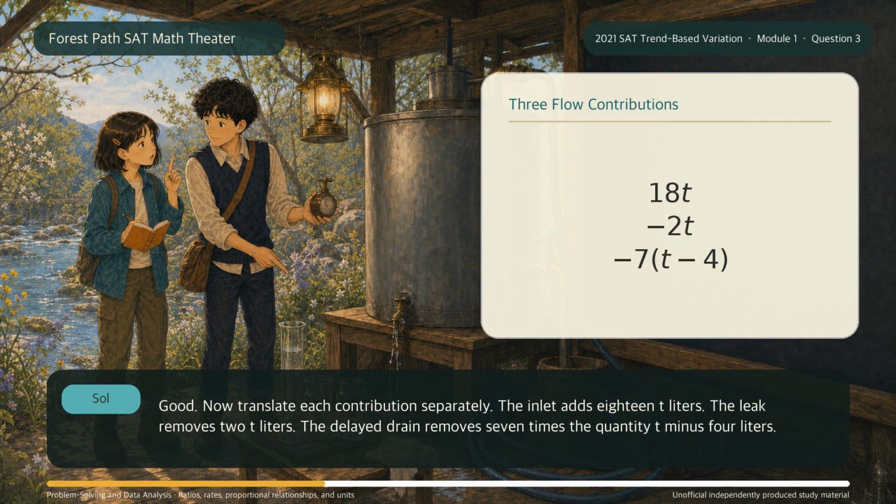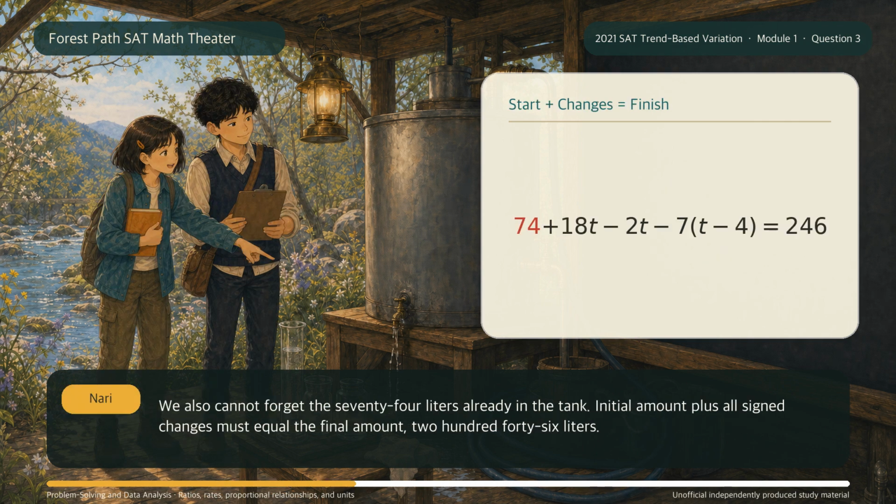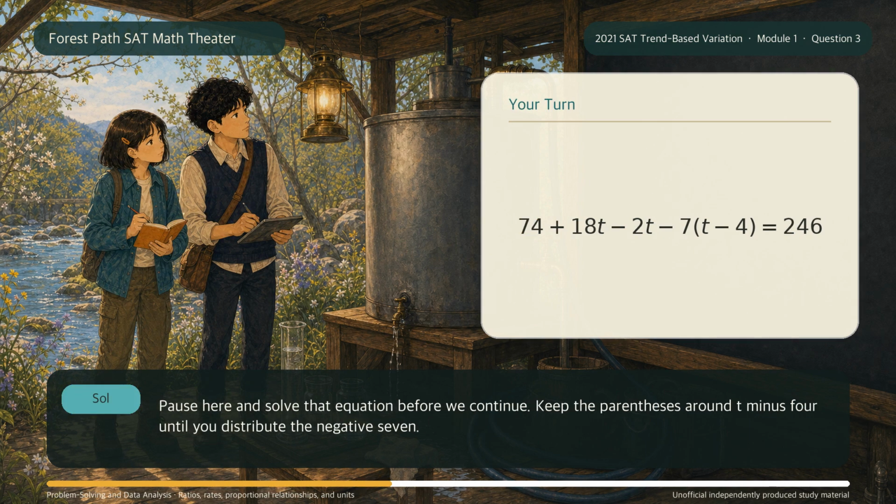The inlet adds 18T liters. The leak removes 2T liters. The delayed drain removes 7 times the quantity T minus 4 liters. We also cannot forget the 74 liters already in the tank. Initial amount plus all sign changes must equal the final amount, 246 liters. Pause here and solve that equation before we continue.